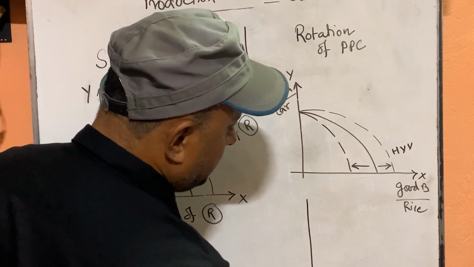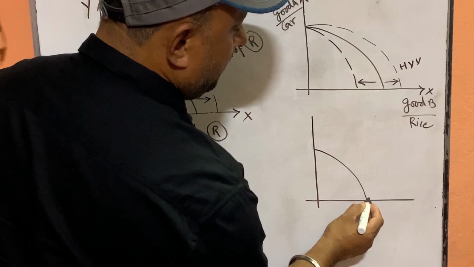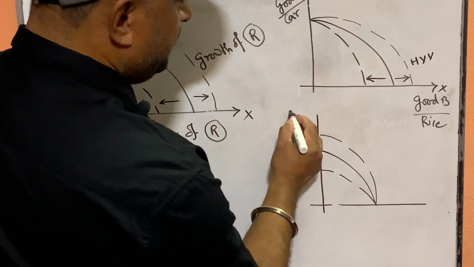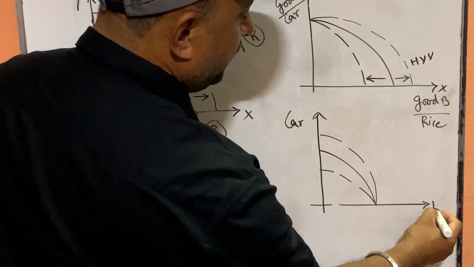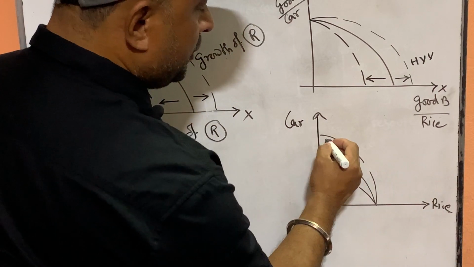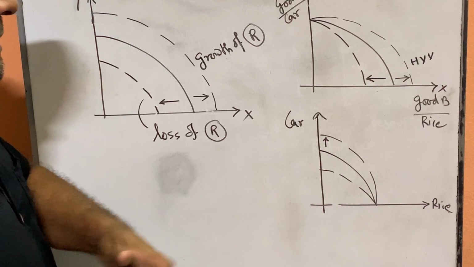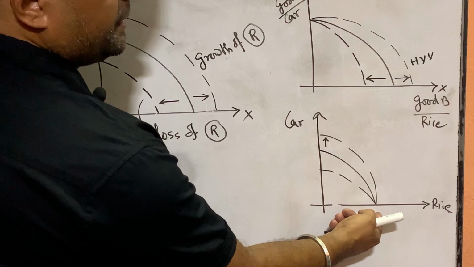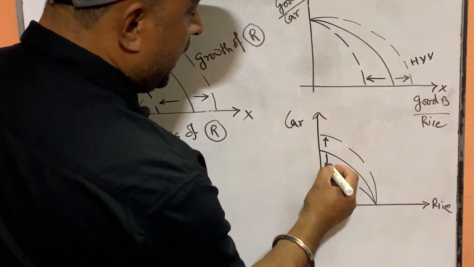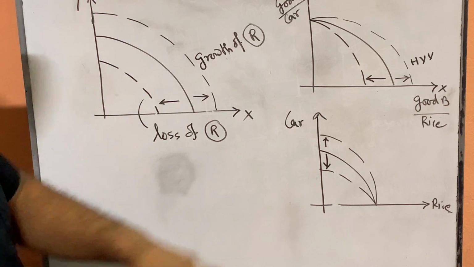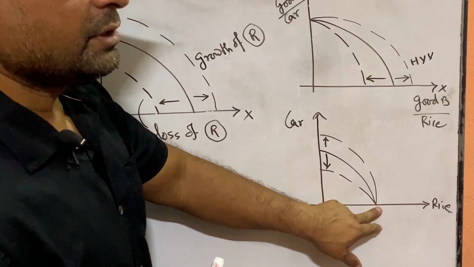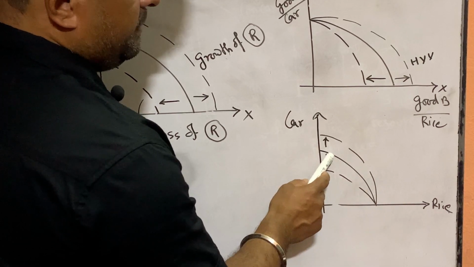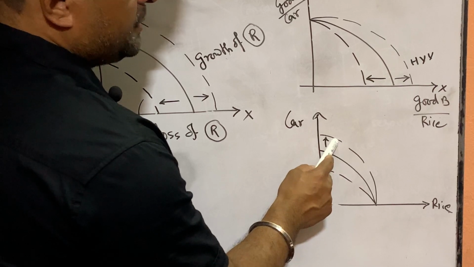Rotation may be like that way also, in the y-axis also. This is normal PPC, it may rotate like that. Suppose we are producing here car, here we are producing rice. PPC will rotate upward. If we use advanced technology in the production of car, that time production of car will increase, production of rice will not be affected. If due to war a lot of car industry is destroyed, that time production of car will fall, production of rice will remain the same, because industry is not so much related with the rice production. That time PPC will rotate downward, here PPC will rotate upward.